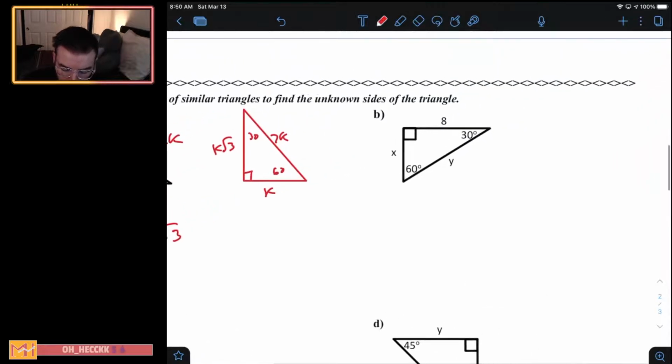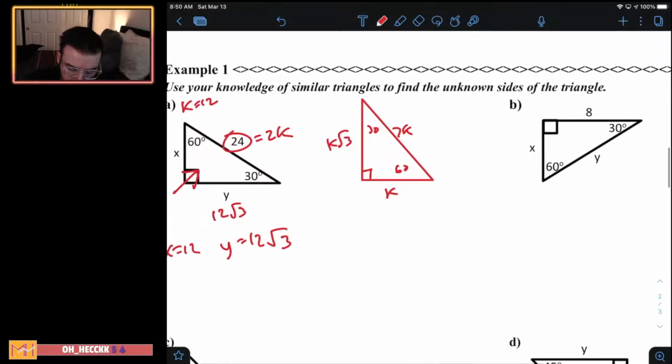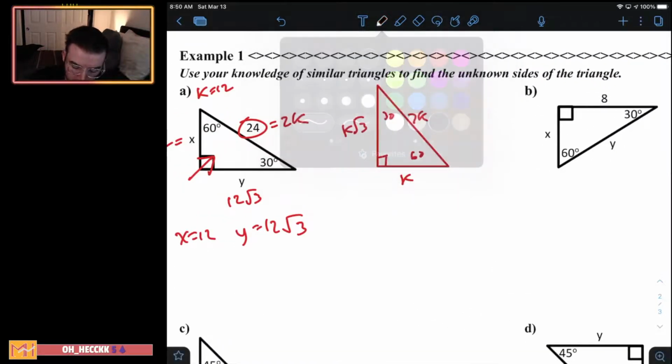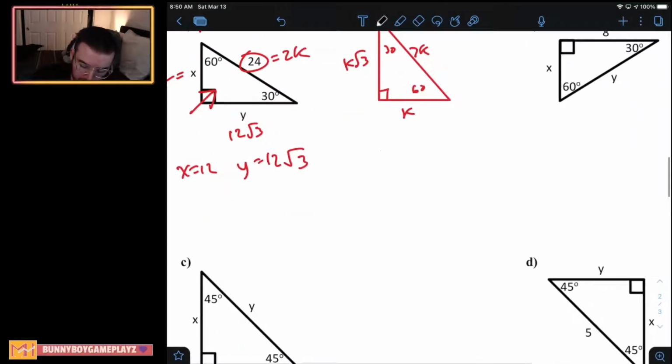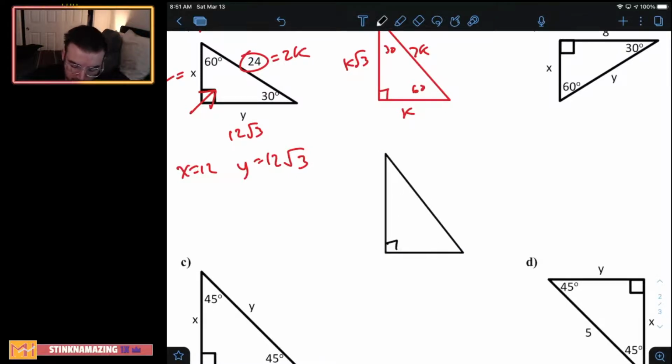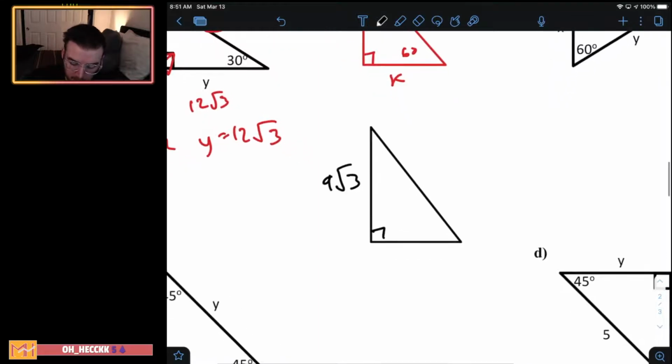So here's another one. Well, actually, let me make up one for you. Can I make up one for you? I know you're like, oh, great, now you're going to make the lesson even longer. Let me just make up another. And what if I told you that this side is 9 root 3? I want you to tell me what is x and what is y.